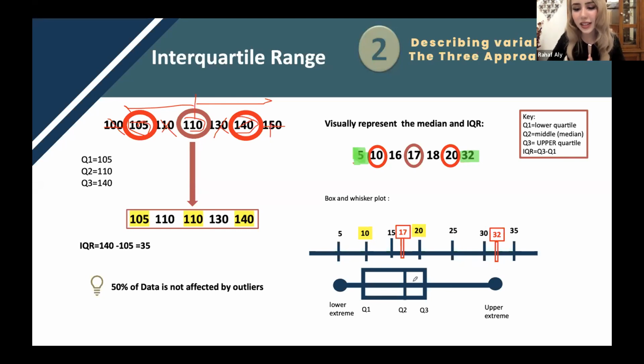Now, this graph can tell us a lot. It can tell us that the Q2 is closer to the lower extreme than to the higher extreme, and the Q2 at the same time is closer to Q3 than Q1.